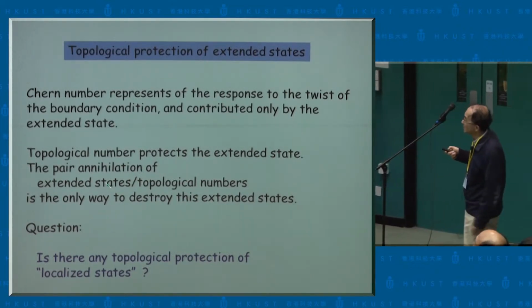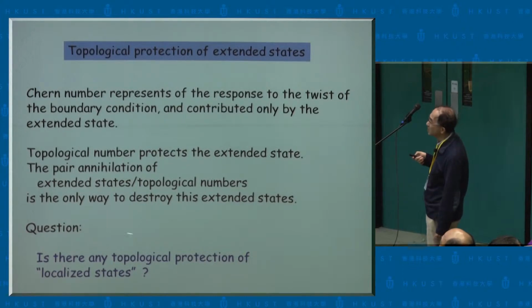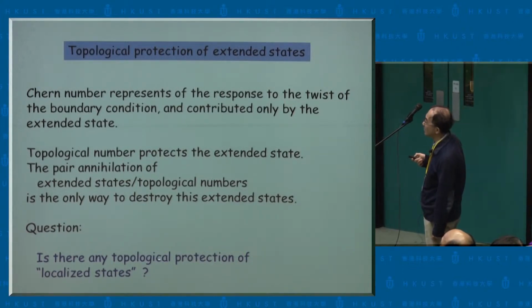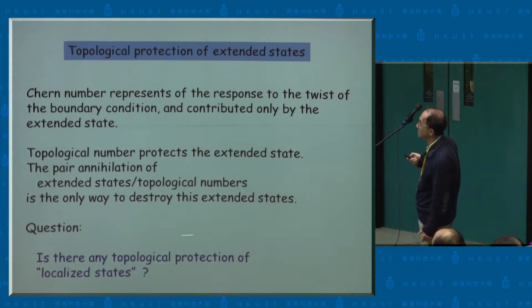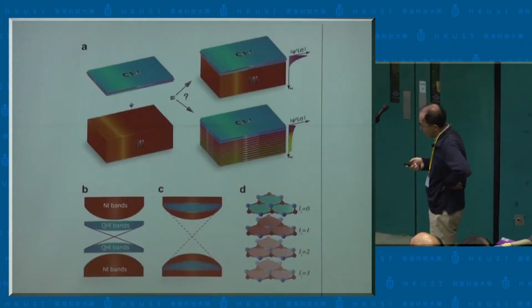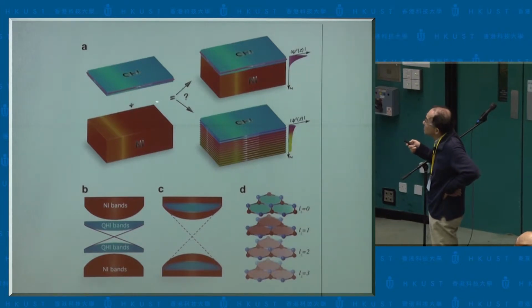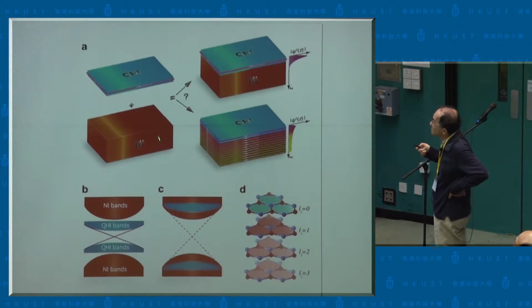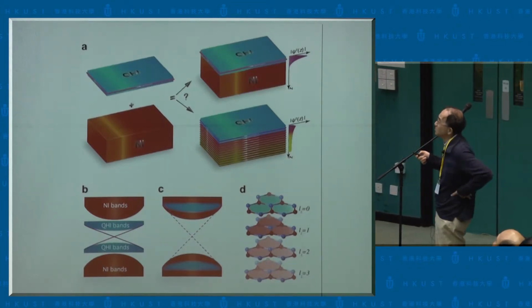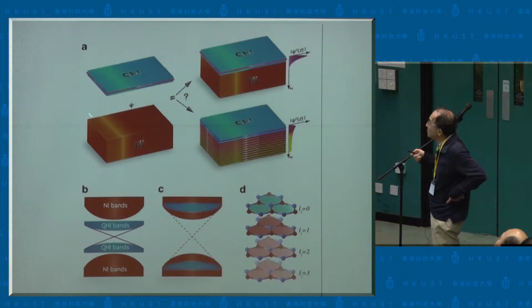But now let me ask the opposite question. The question is, is there any topological protection of the localized states or bound states? This is the new question I want to pose. So the situation is the following. Here is a two-dimensional quantum Hall insulator, or two-dimensional quantum Hall system. And here you have a substrate. This is a very usual situation, right? Usually you can forget about this insulating substrate and focus on these two-dimensional systems.